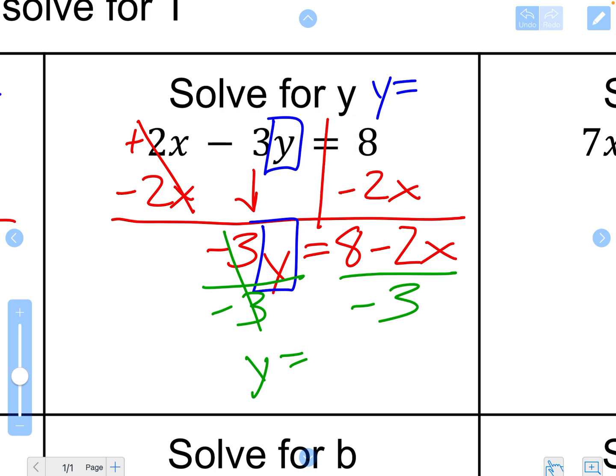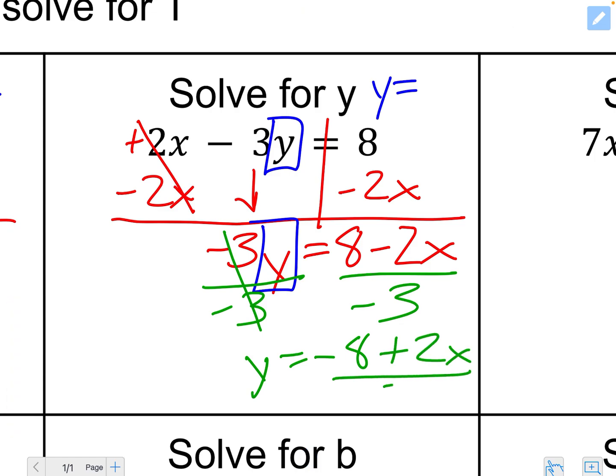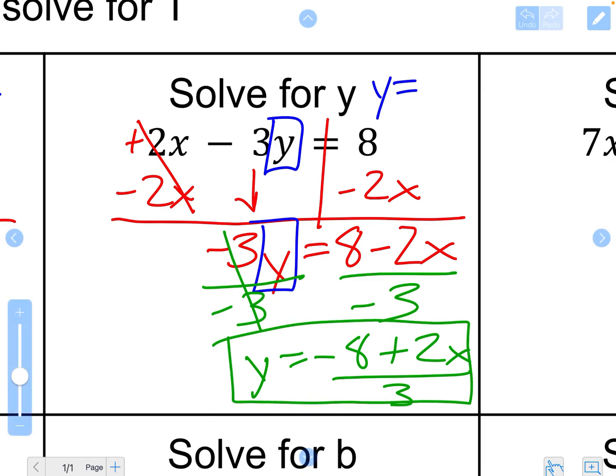just like when we were simplifying expressions. So 8 cannot be divided by negative 3, but if I look at those signs, my 8 is going to become negative. And I cannot divide 2 by 3, but because I have two negative signs, it becomes a positive 2x, and everything is over 3. And so that is my simplified expression, or my literal equation.